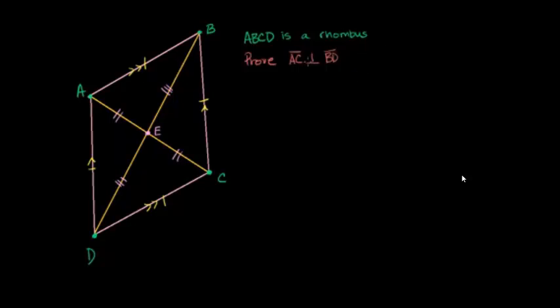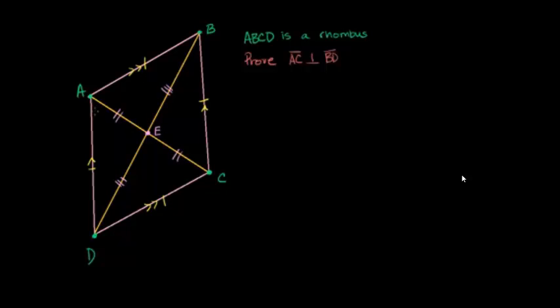Now we need to prove that AC is perpendicular to BD. So an interesting way to prove it, and you can kind of look at it just by eyeballing, is if we can show that this triangle is congruent to this triangle, and that these two angles right over here correspond to each other, then they have to be the same, and they'll be supplementary, and then they'll be 90 degrees. So let's just prove it to ourselves.